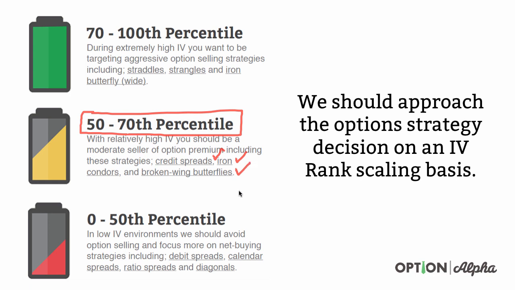So we want to trade options, still be a net seller of options, but we want to do it on a protected or risk-defined basis because implied volatility could still expand even more.